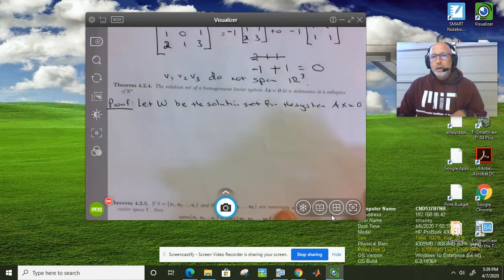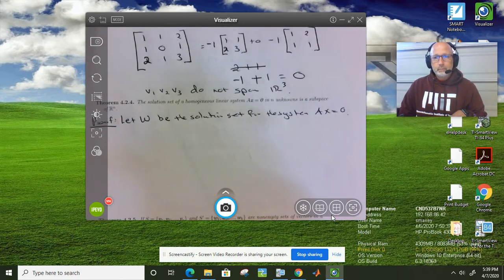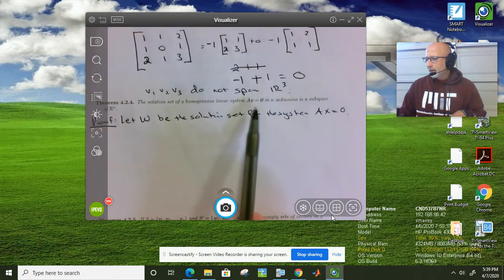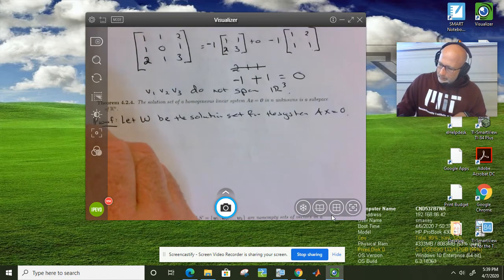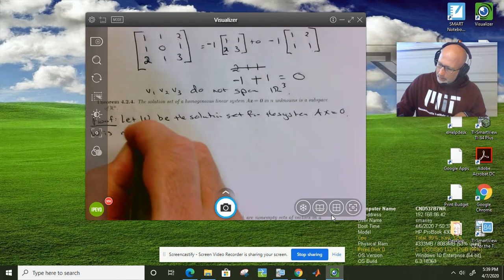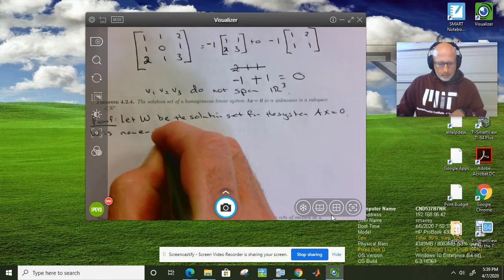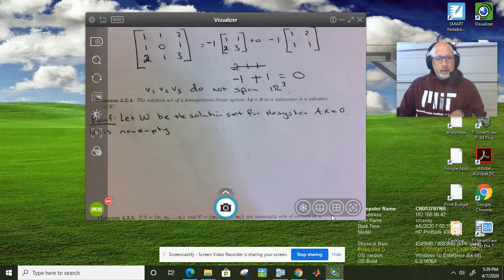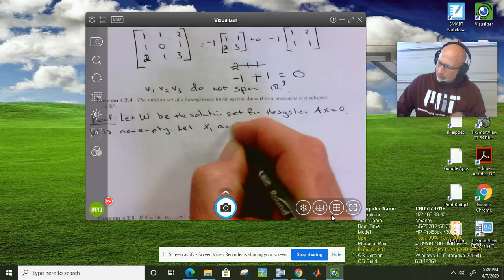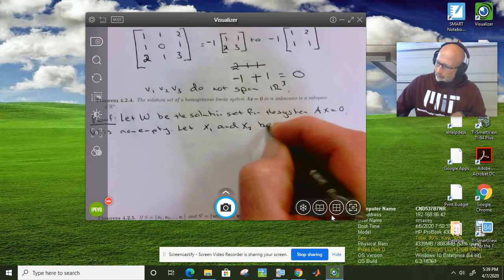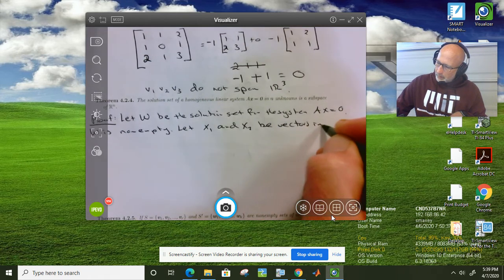Okay. We know that the solution set is not empty. Why? The answer should be literally trivial. When you set x equals the 0 vector, then it's going to equal 0. So it's non-empty. So W is non-empty. And so all I'm going to do is show that it's a subspace, and we have to do this by showing that it's closed under addition and scalar multiplication. So we're going to let x1 and x2 be vectors in W.